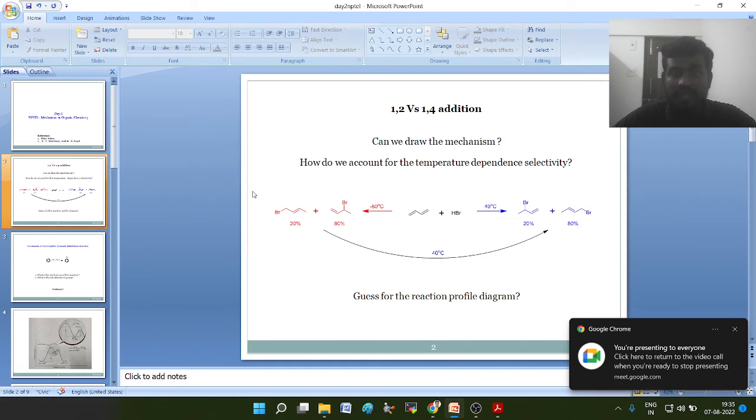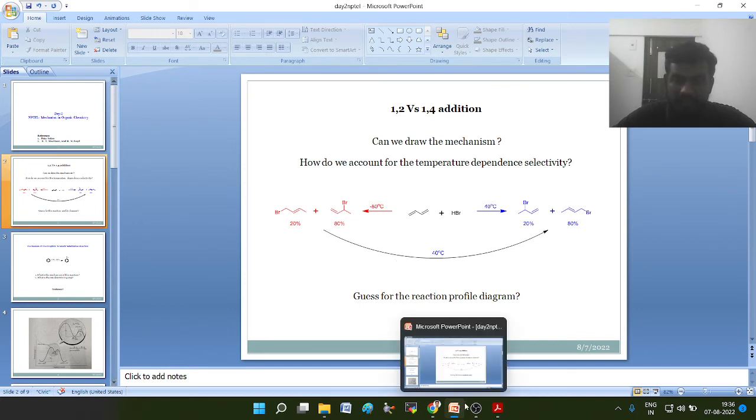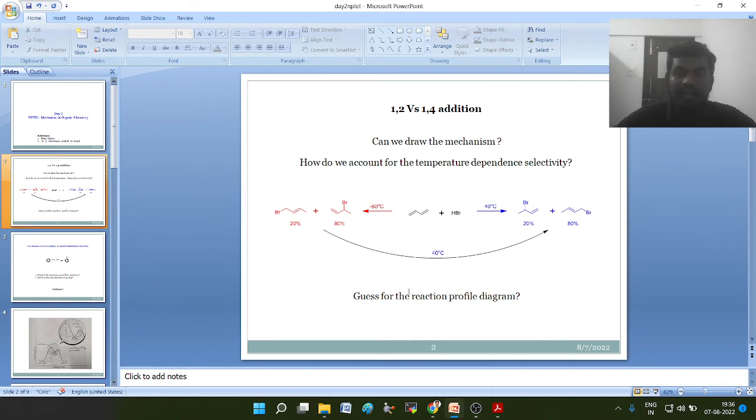So overall, we try to draw the mechanism, and then account for the temperature dependence, how it comes from this, and the reaction profile diagram. Now, if I show the reaction profile, I started directly from the carbocation. Imagine a single person going along a single path, and then coming to a point where it bifurcates, so there are two paths. I can go this way or that way.